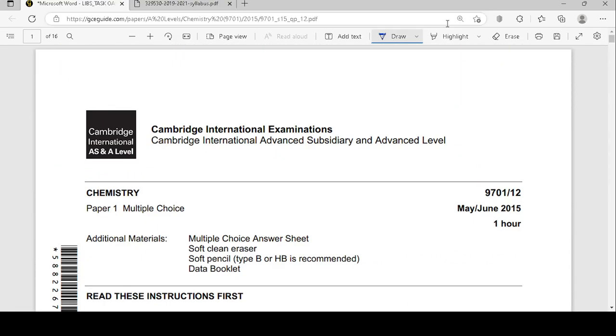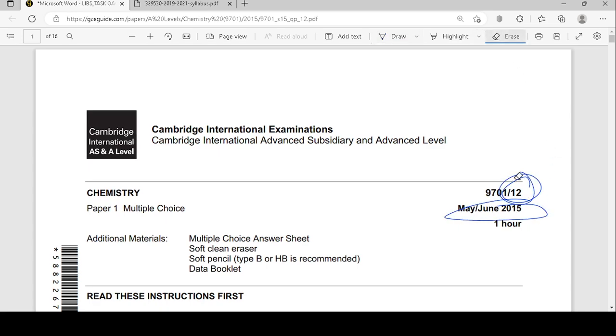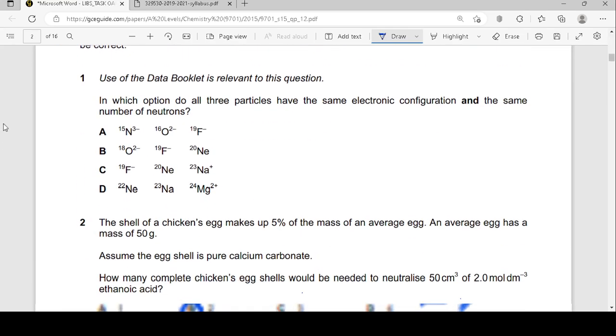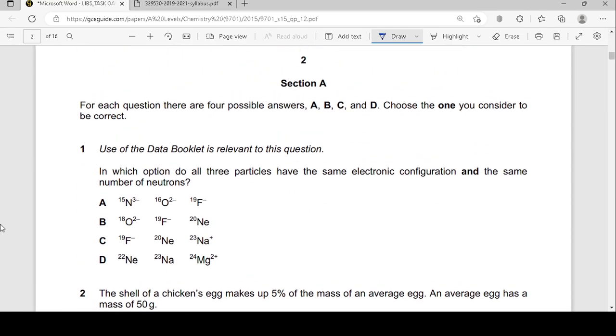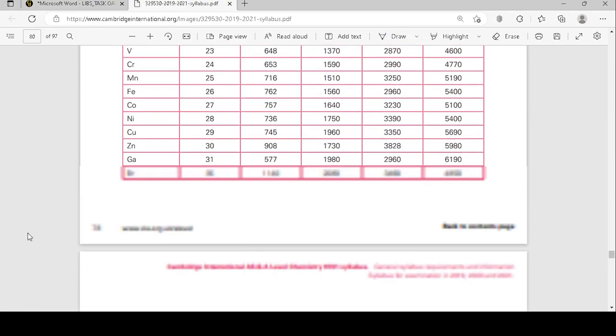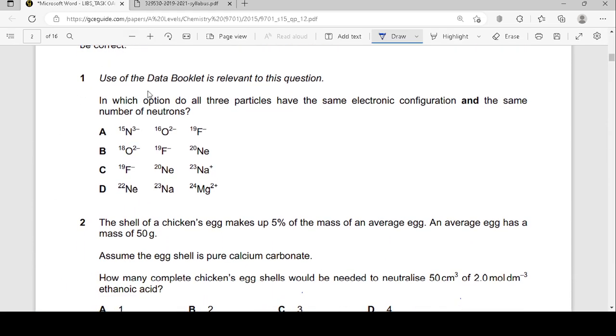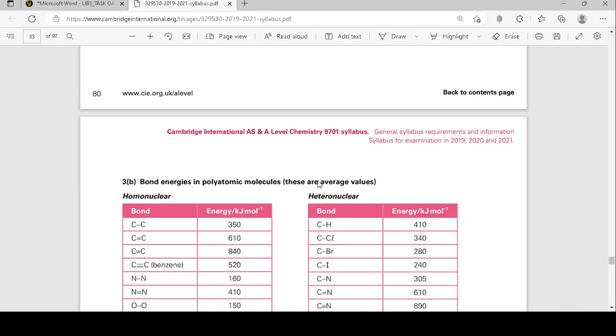So anyways, today we are doing 9701 chemistry, May-June 2015, paper 1-2. Let's start another MCQ paper, because I guess it's convenient. Use the data booklet if relevant to the discussion. I have a data booklet over here. In which option do all three particles have the same electronic configuration and the same number of neutrons?